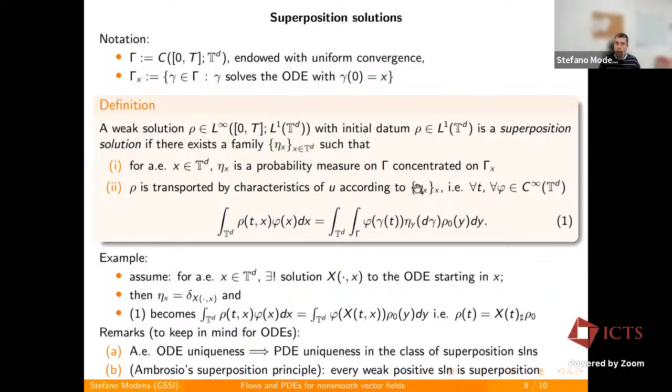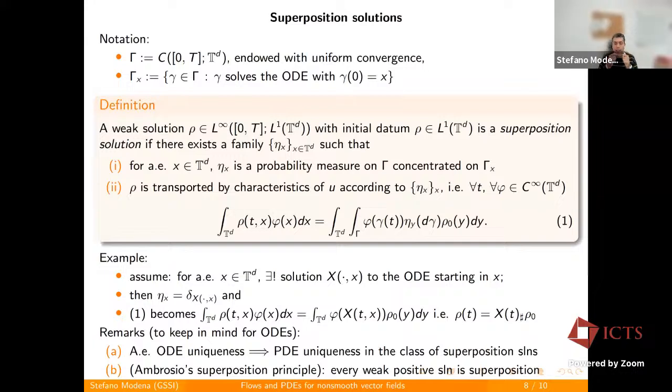Okay, so this is a definition. We say that rho is a superposition solution if this family exists. One possibility now: let's say that instead of looking for L1 densities, you look for densities which take values in the set of Radon measures. Let me make this example, which is maybe more clear. So our density might be concentrated on one single point.